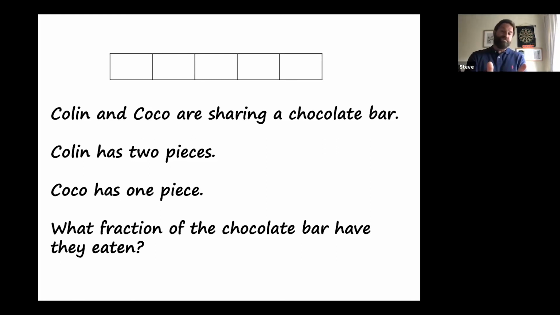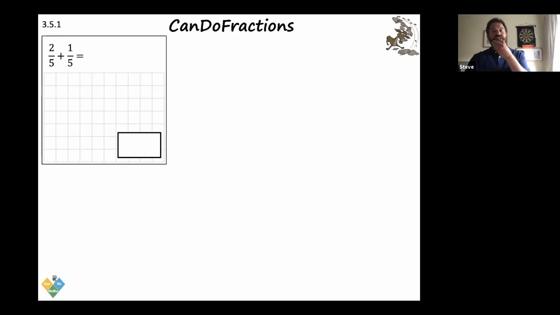So my job now is, there's a hook, get the students talking. And then to say, okay, so what does that look like? 2/5 means 2 of 5 equal parts. 1/5 means 1 of 5 equal parts. So altogether, I can see I've got 3 of 5 equal parts. I've got 3/5. Oh, wow. So the fraction is 3/5.